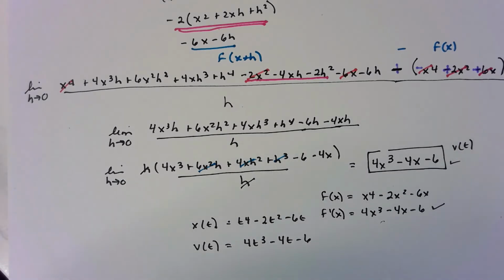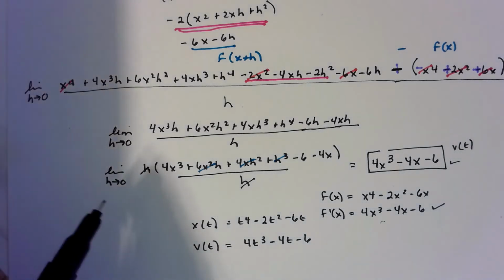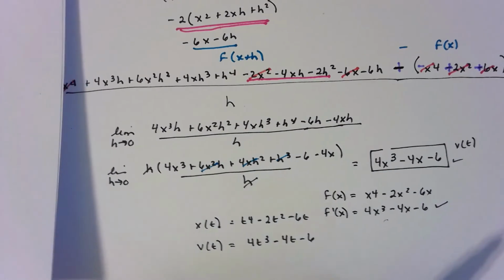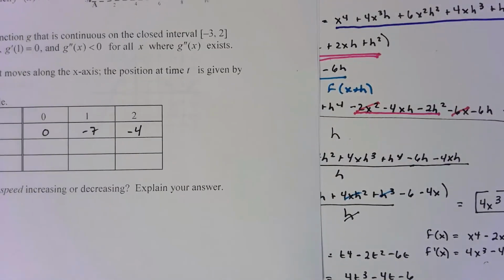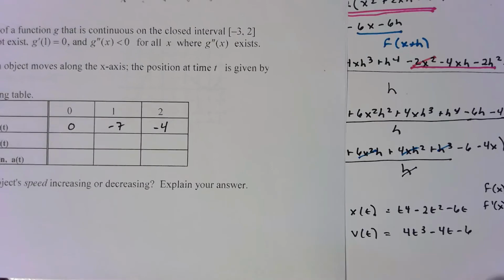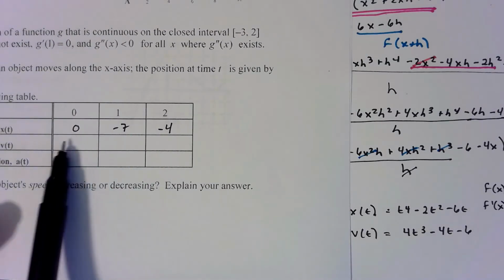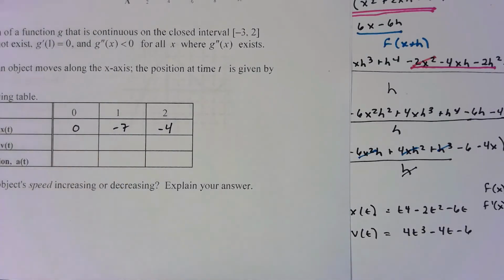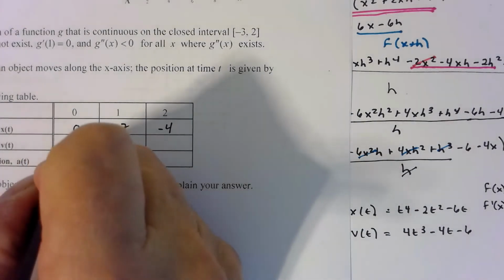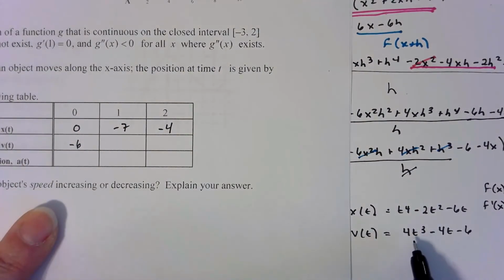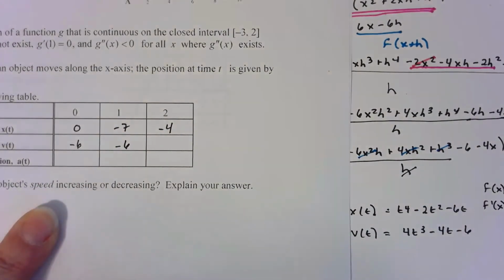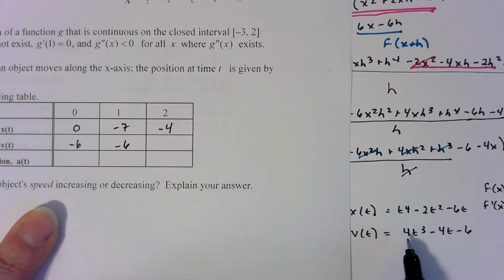Now guess what? I can use this function to fill in the table for velocity. There's the function. So this is the row for velocity. If I plug a 0 in here, my velocity is -6. If I plug in a 1, I get 4 minus 6 is -6. If I plug in a 2, I get 32 minus 8 is 24.